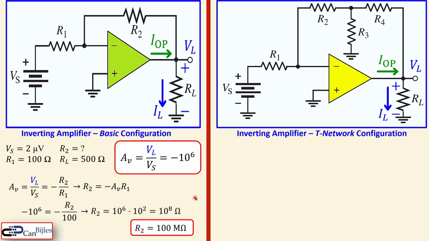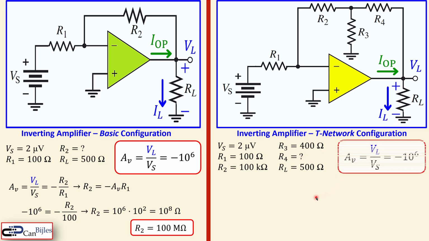So can we make this better? Is there another configuration that will give you the same gain but with much smaller resistors? Now this T network will be discussed. Again, same voltage source, 2 microvolts. R1 is still 100 ohms, but I will now have R2 of 100 kilo ohms, R3 of 400 ohms as in the actual circuit for this example. R4 is not known and the load is still 500 ohms. So again, we would like to have the gain of minus 1 million.